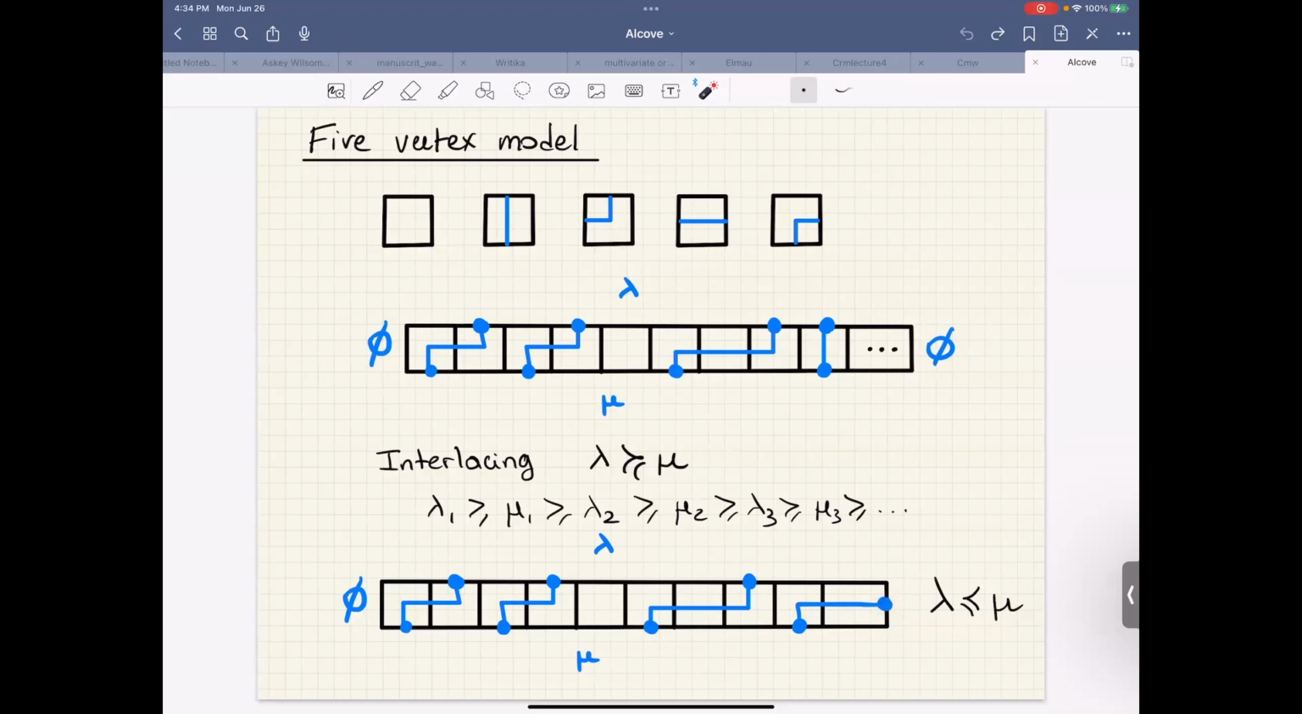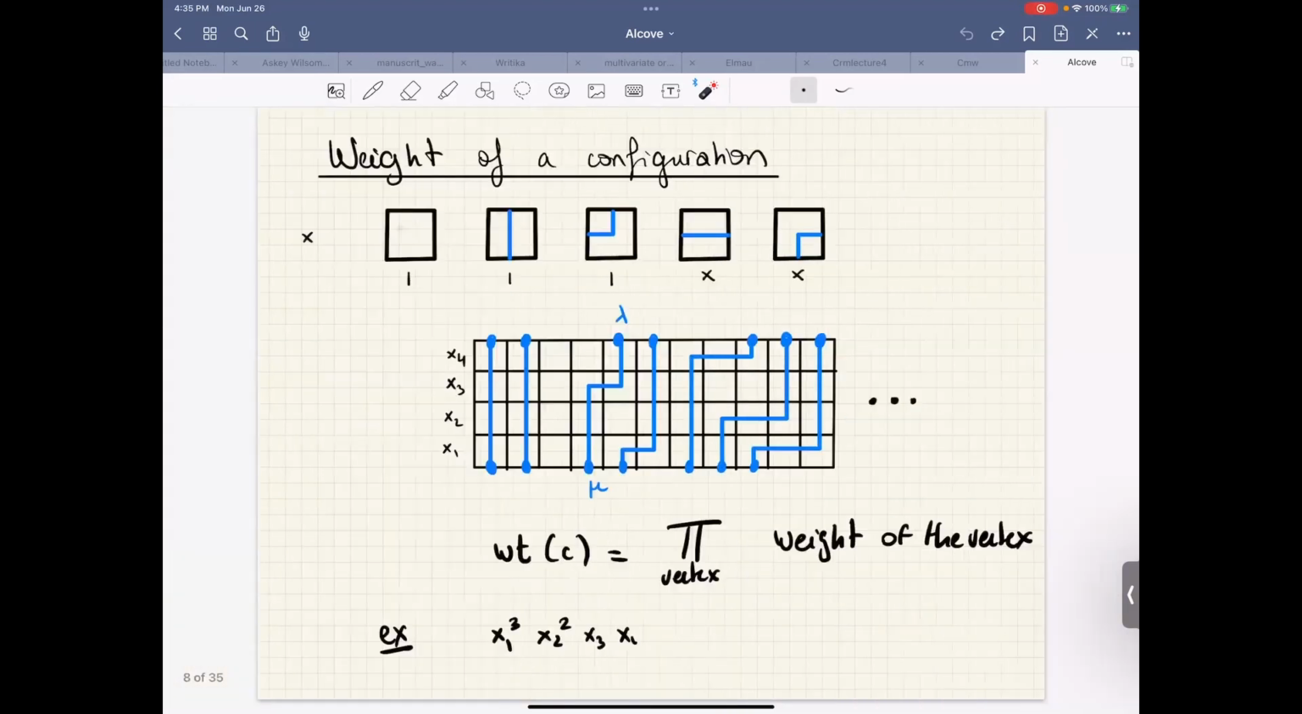Okay, again, I have at most one way of having this row of five vertex model, and it's if and only if lambda is less than or equal to mu. If lambda is greater than mu, we put an empty to the right. If lambda is less than or equal to mu, we put a particle to the right. So you can see straight away that if I put several rows, I'm going to have sequences of partitions with some interlacing conditions.